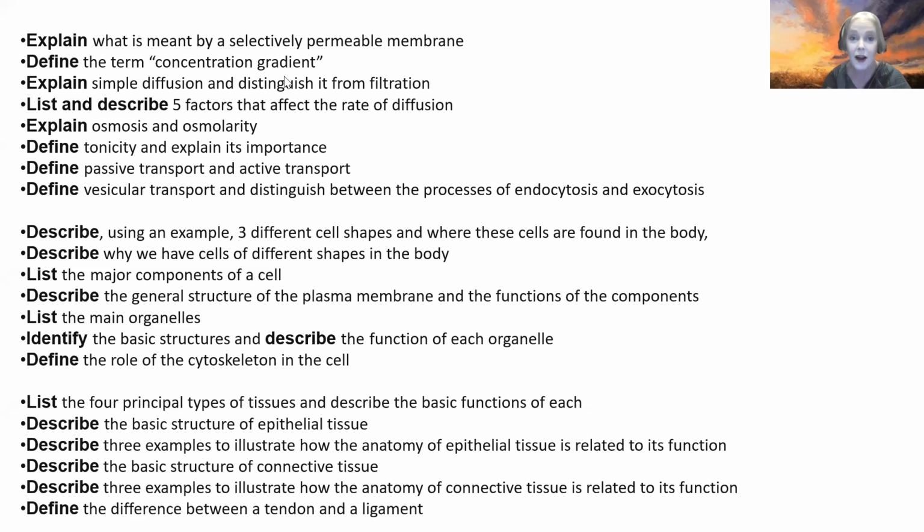So 5 factors affecting the rate of diffusion would be something you need to go with. Different cell shapes: why do we have different cell shapes? What's the structure of epithelial tissue? Three examples of how structure and function are related in epithelial tissue. How is the anatomy of connective tissue related to its function? One of those will be your short answers. Of course it will, right?